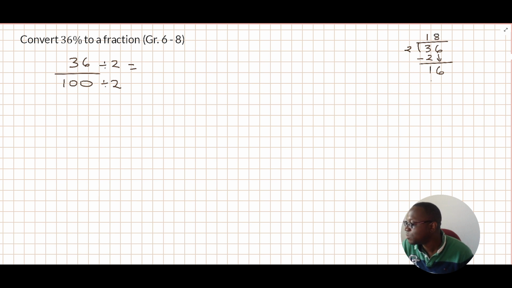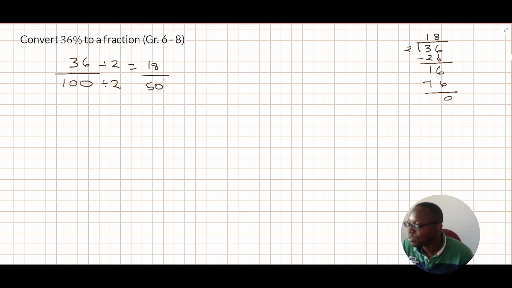8 multiplied by 2. This is 16. We subtract here, and we have 0. So 36 divided by 2 is 18. 100 divided by 2. So this is going to give us 50.